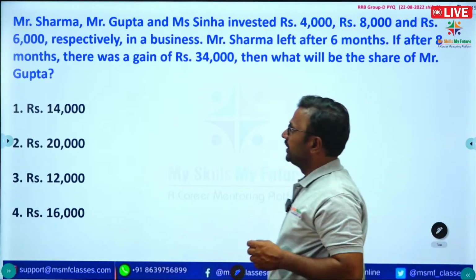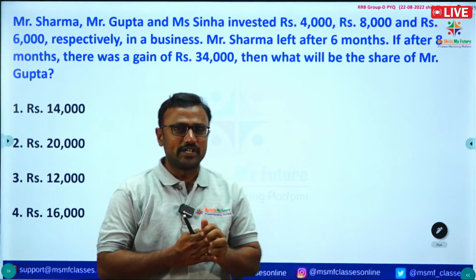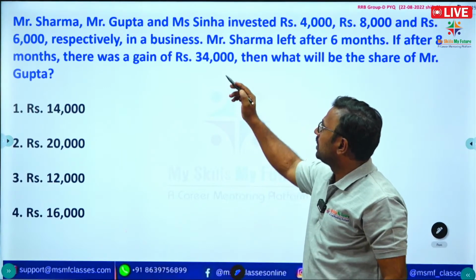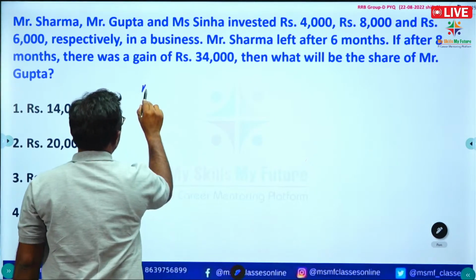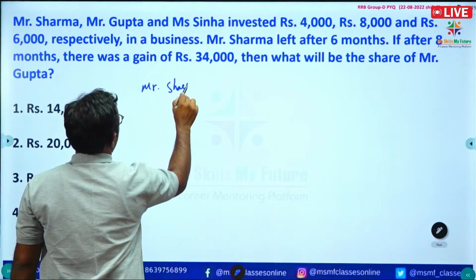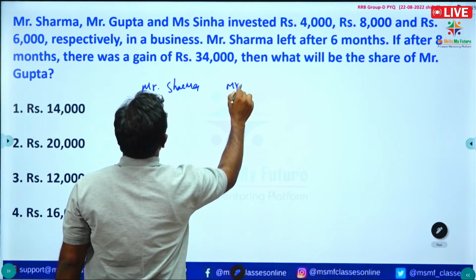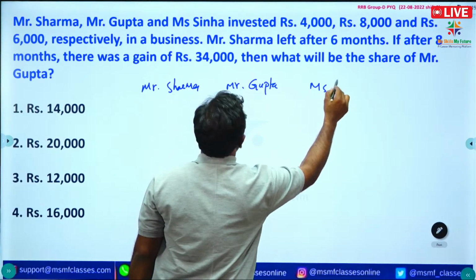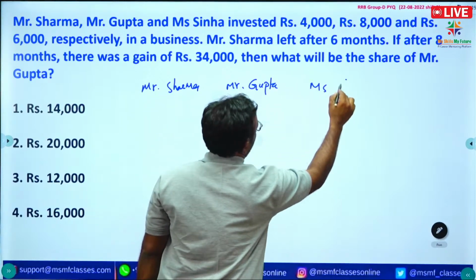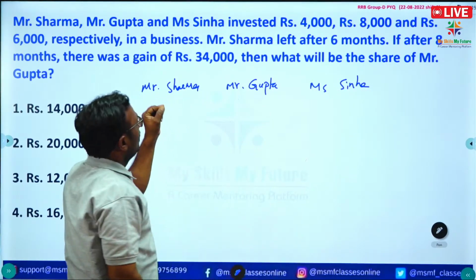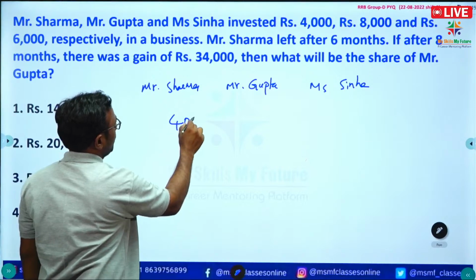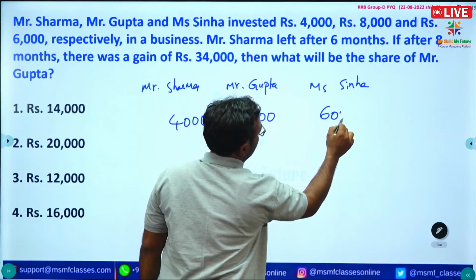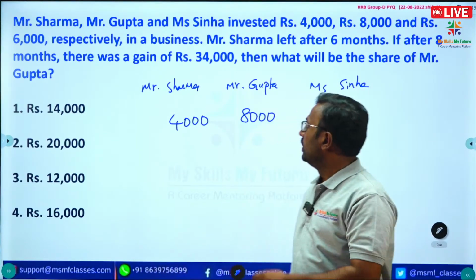Right. See the question here. This question is based on partnership. See the question. Mr. Sharma, Mr. Gupta, Mr. Sinha are invested 4,000, 8,000, 6,000 in a business.